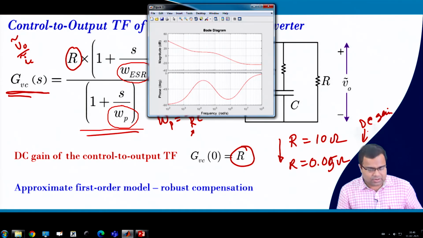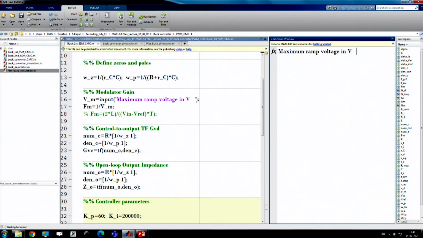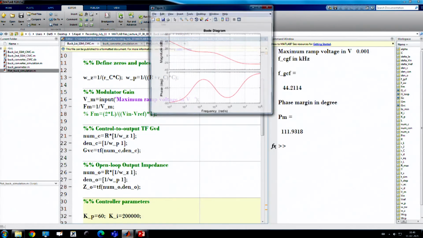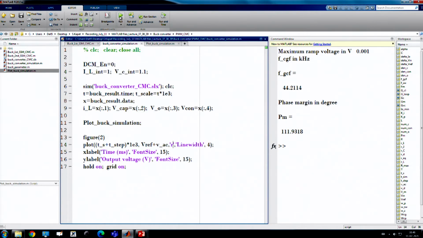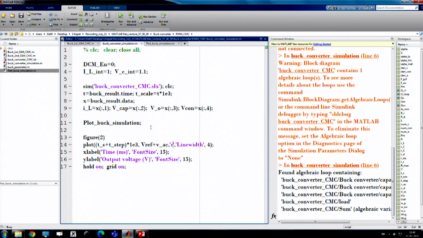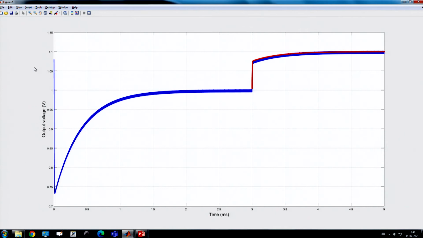Okay. So, then how to solve this problem? We can simply increase the integral gain, and let us see. Now it is slightly faster. Yeah. So, it looks like now they are matching closely.